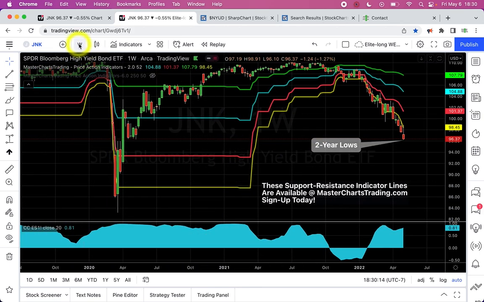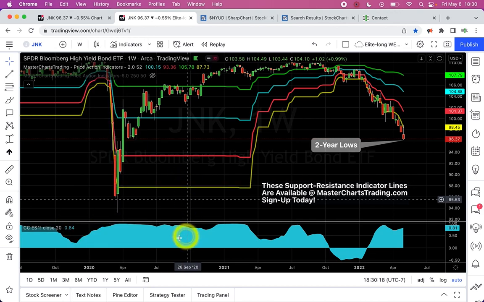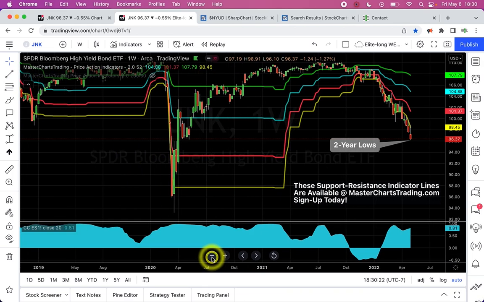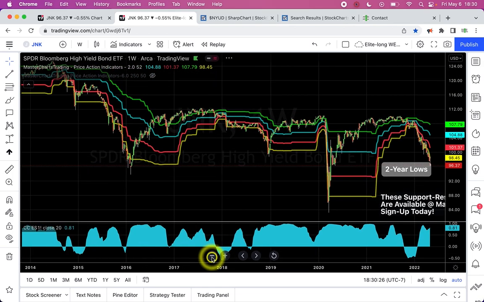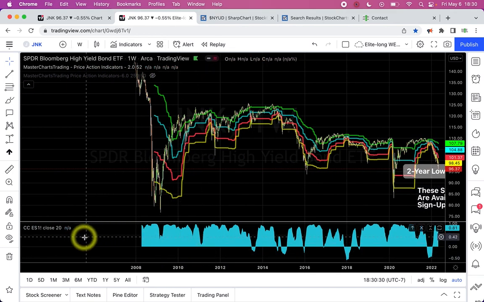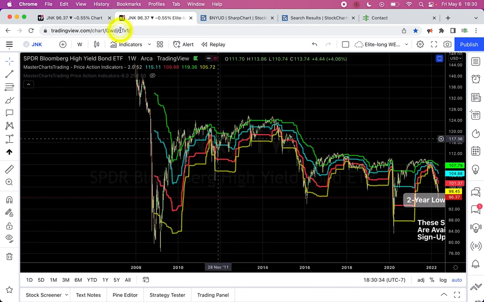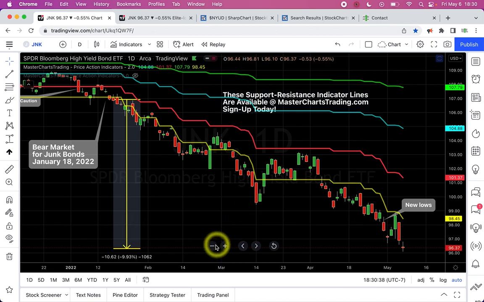In other words, each candlestick is 1 week's worth of activity. And down here below we have a correlation coefficient. That's how much junk debt correlates to the S&P 500, and you can see it correlates quite strongly. In other words, whatever junk debt does, the S&P 500 almost always does the same thing.